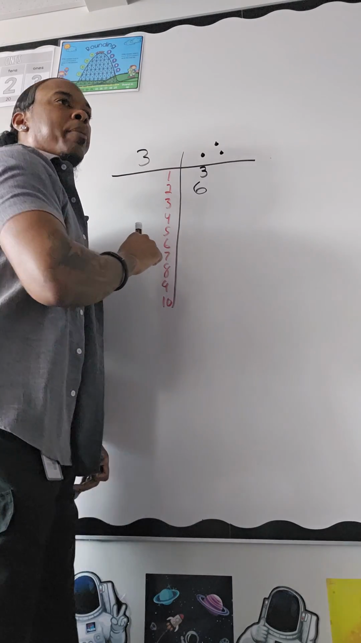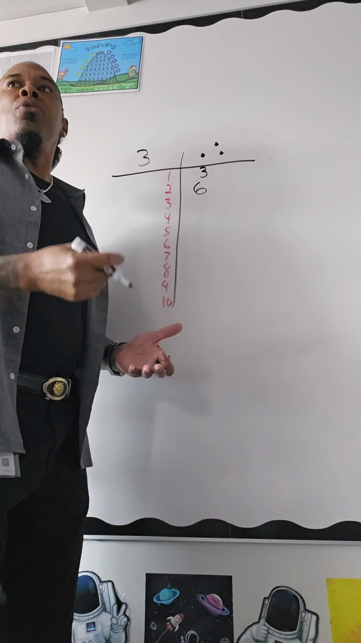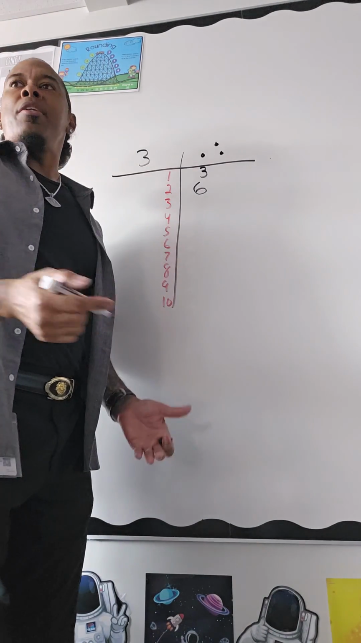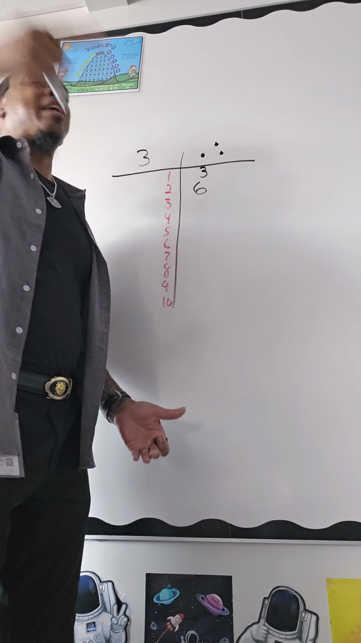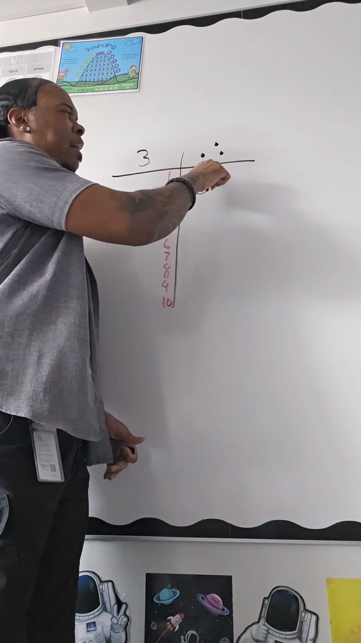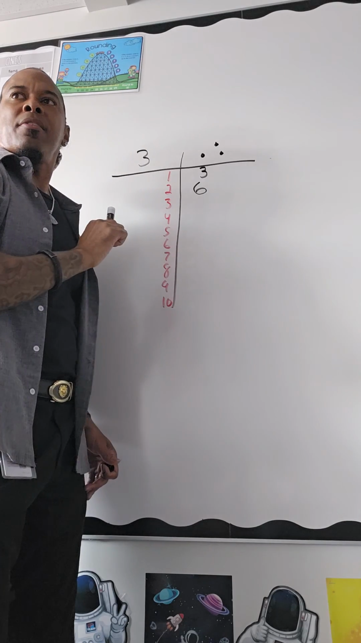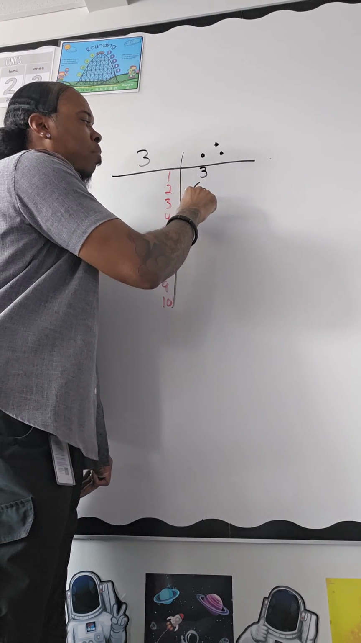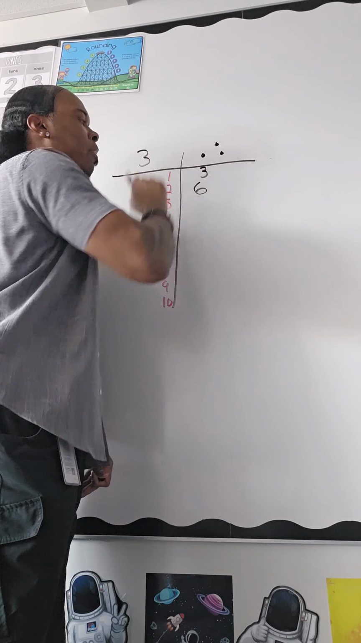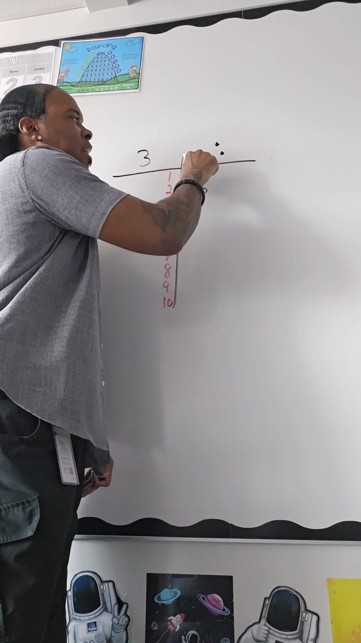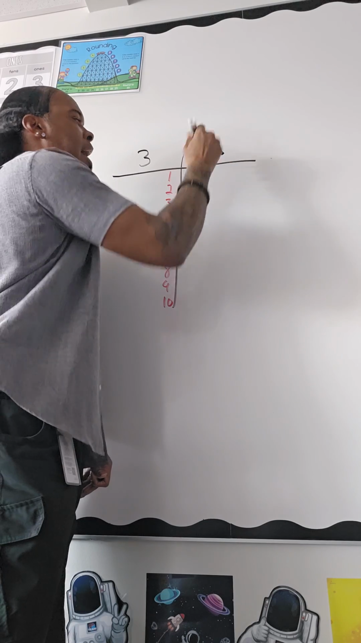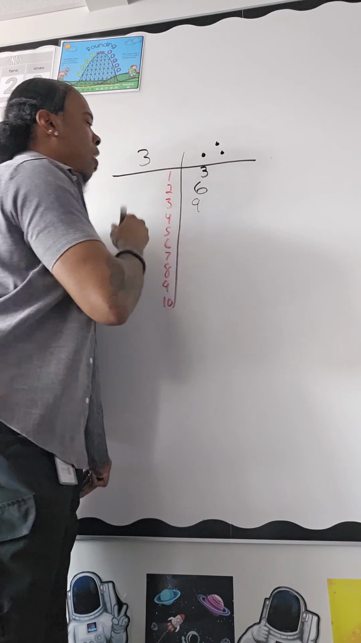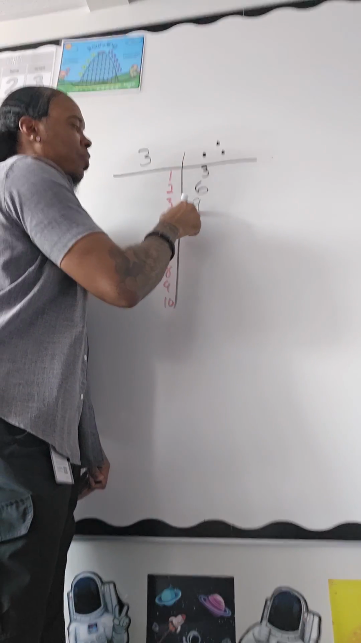Let's go to 3 times 3. If I do not know how to do 3 times 3, what do I need to do? Count the dots from what number? Do I count it from 3 or do I count it from 6? I count it from 6, okay? So 6 plus 1, 2, 3, all right? 6, 7, 8, 9. Now I know that 3 times 3 equals 9.